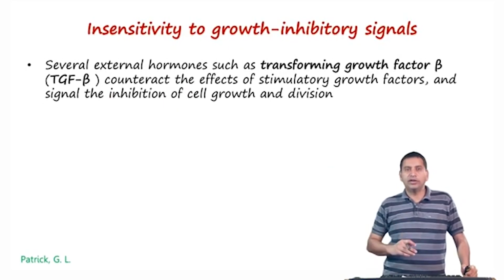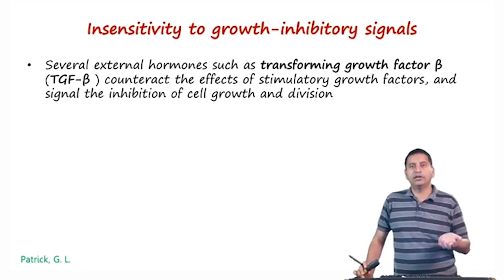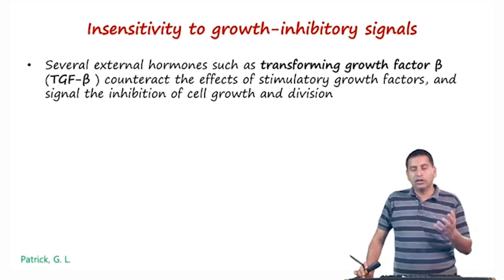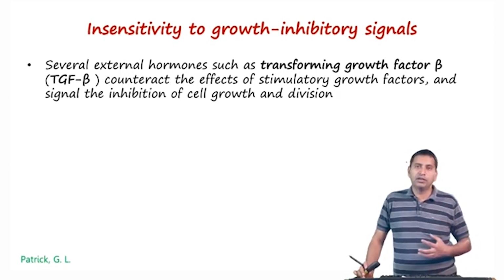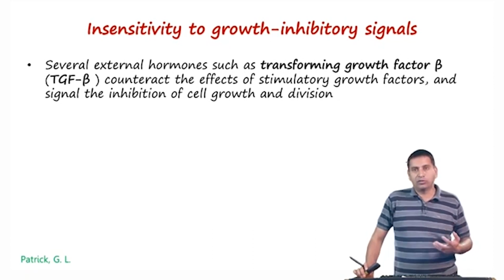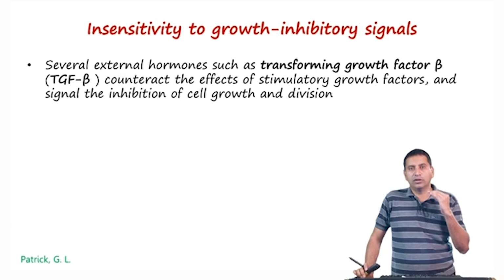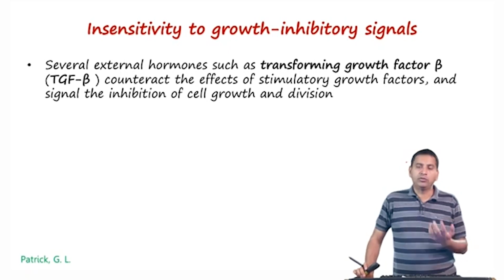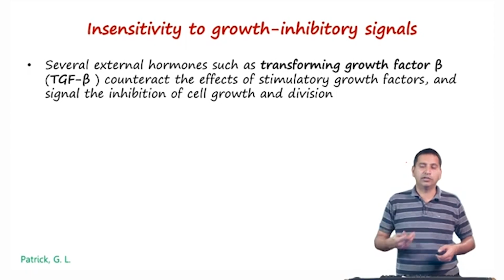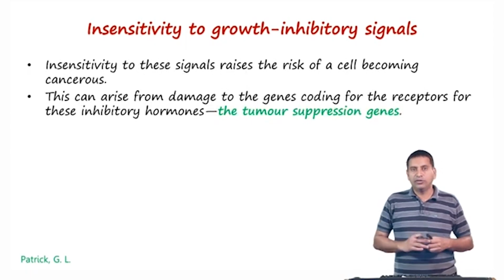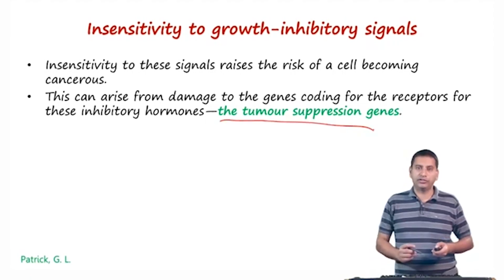There are several external hormones which are used to counteract the effects of the stimulatory growth factor. These are what are known as growth inhibitory signals. One example here is transforming growth factor beta, known as TGF beta, which prevents the growth of cells and prevents them from dividing. However, cancers can become insensitive to these growth inhibitory signals. This is another way in which the cell becomes immortal. When it becomes insensitive, the risk of the cell becoming cancerous is quite high. This can arise from damage to the genes coding for the receptors for these inhibitory hormones, which are known as the tumor suppression genes.